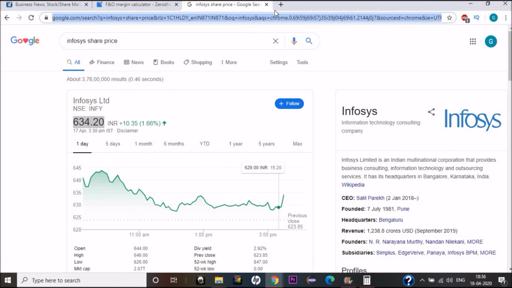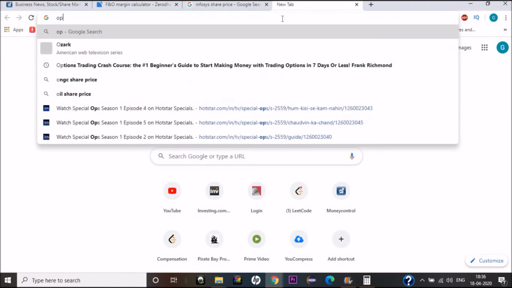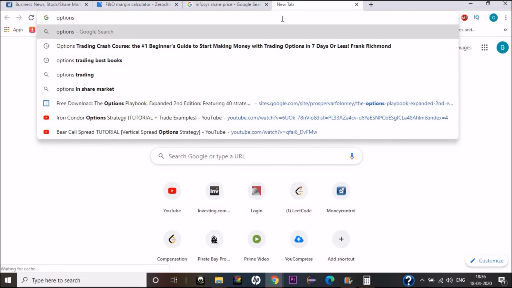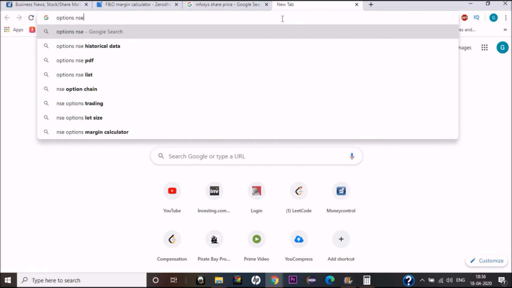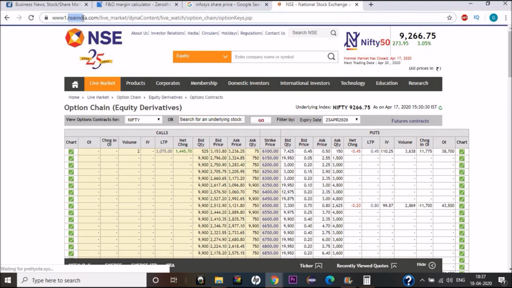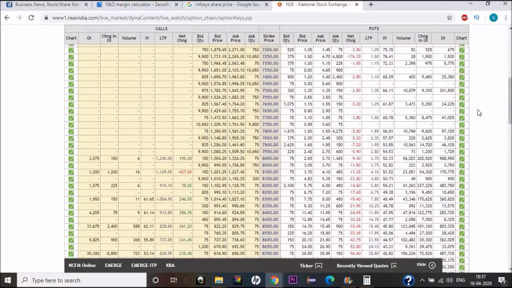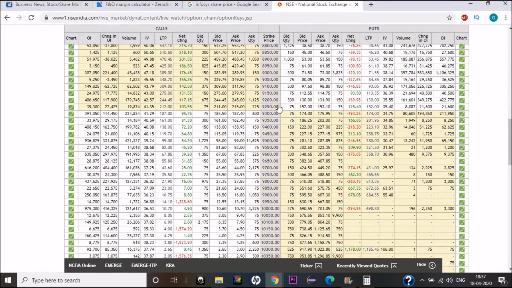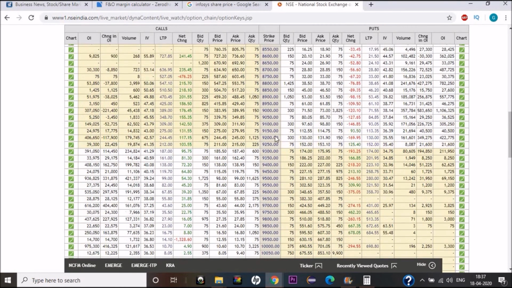So let me open something for you. I'll open options. Okay, so I'll open the option chain. This is the NSE site, National Stock Exchange site. So what's this option chain? Let's go through this. Currently Nifty is trading between 9,200 and 9,300. So now you can see this 9,300. The current listed price is 187, right?